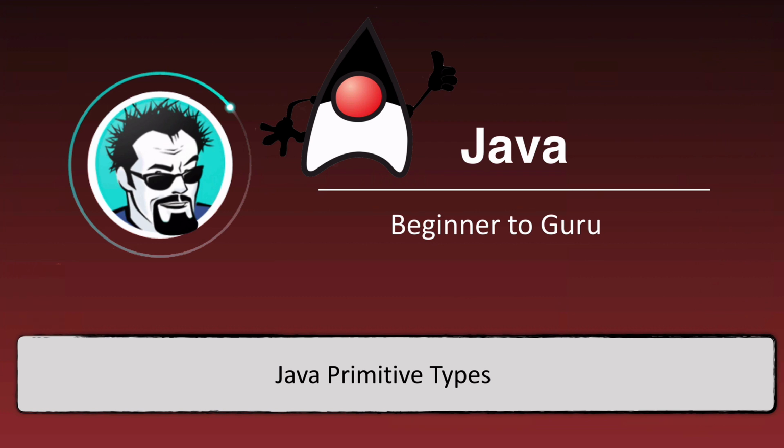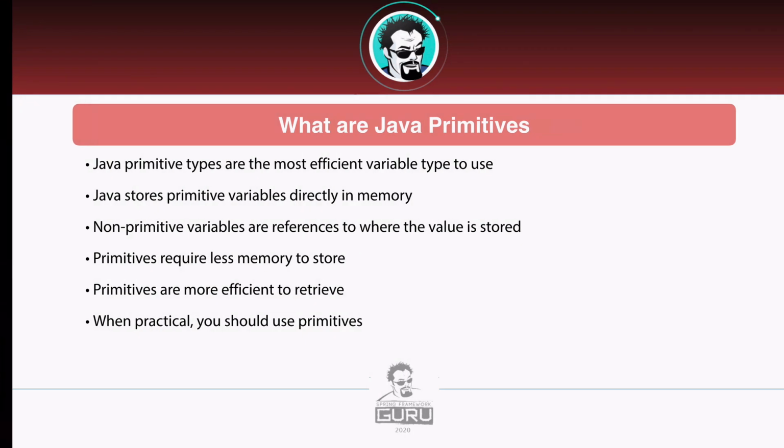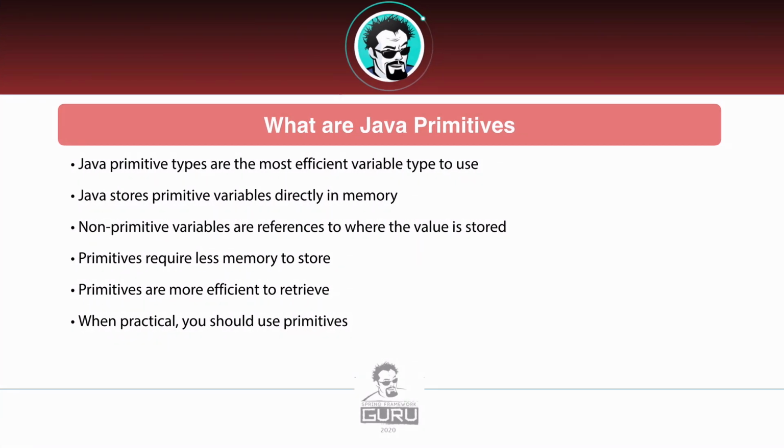In this video, we're going to be talking about Java primitive types. Now, exactly what are Java primitives? These are special types that are very efficient. They are actually the most efficient variable type to use. Java stores primitive variables directly in memory. So this is very important as to how the Java program is going to be very efficient.